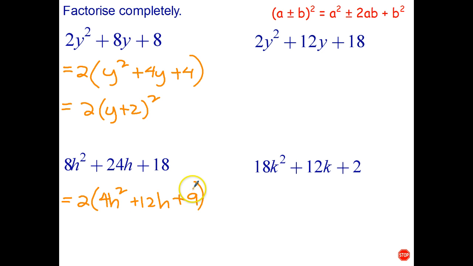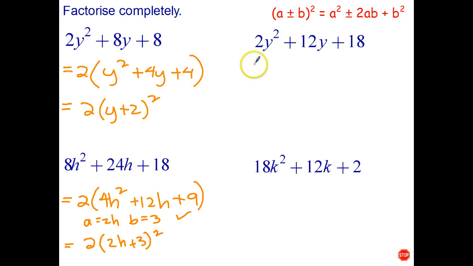So let's see if this fits the pattern of a squared plus 2ab plus b squared. Well, if 4h squared is a squared, then that means a is equal to 2h. If b squared is equal to 9, that means b is equal to 3. So what is 2ab? Well, 2 times a is 4h, times 3 is 12h. So it does fit the pattern, and therefore this can be factorized as a perfect square as 2 times (2h plus 3) all squared. Okay, have a go at the next two questions, and a great big hint, start by taking out a common factor.